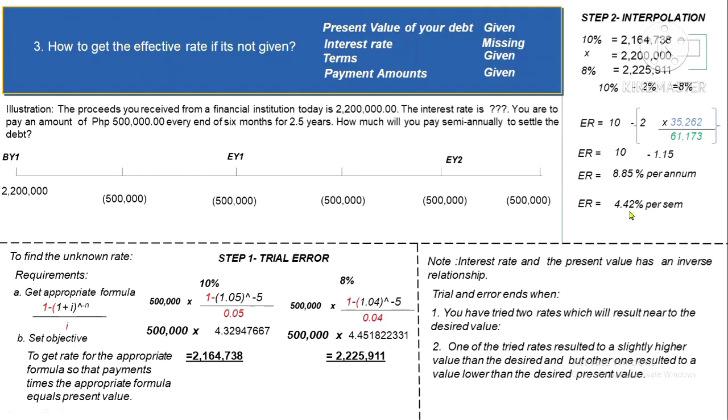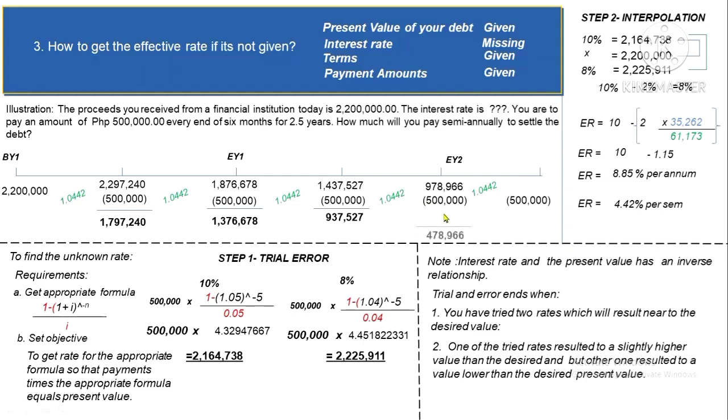Let's check if our 4.42% per semester is correct, and let's apply the 1.0442 in our timeline before. So we have 2.2 million times 1.0442, you have 2,297,240 minus your first payment, then you're going to have a liability of 1,797,240. Now you multiply that again with 1.0442, that gives 1,876,678 minus 500,000, we have 1,376,678 times 1.0442 again, then you are going to have 1,437,527 minus 500,000, that is 937,527 times 1.0442 again, then you're going to have 978,966 minus your fourth payment, we have 478,966 times 1.0442.